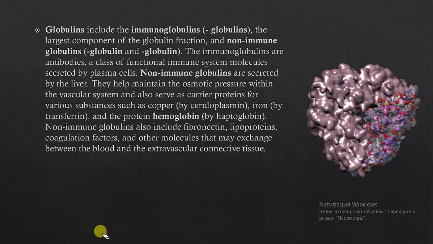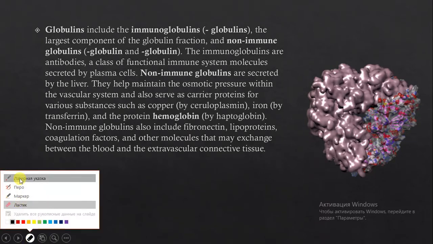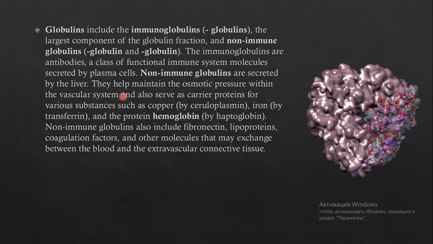Then globulins. So what are globulins? Globulins include the immunoglobulins, which are the largest component of the globulin fraction, and non-immune globulins. Let's talk about non-immune globulins first. By function, they resemble albumin. They also play a role as carriers of drugs and also copper, for example. Some hormones are also carried.